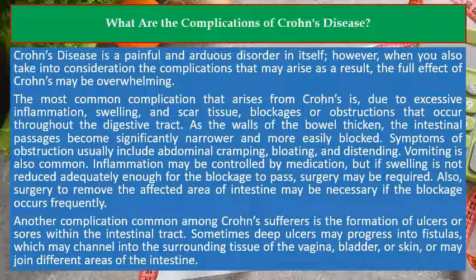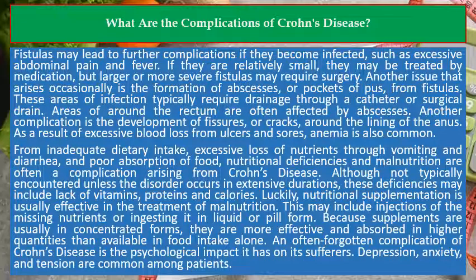Another complication common among Crohn's sufferers is the formation of ulcers or sores within the intestinal tract. Sometimes deep ulcers may progress into fistulas, which may channel into the surrounding tissue of the vagina, bladder, or skin, or may join different areas of the intestine. Fistulas may lead to further complications if they become infected, such as excessive abdominal pain and fever. If they are relatively small, they may be treated by medication, but larger or more severe fistulas may require surgery.